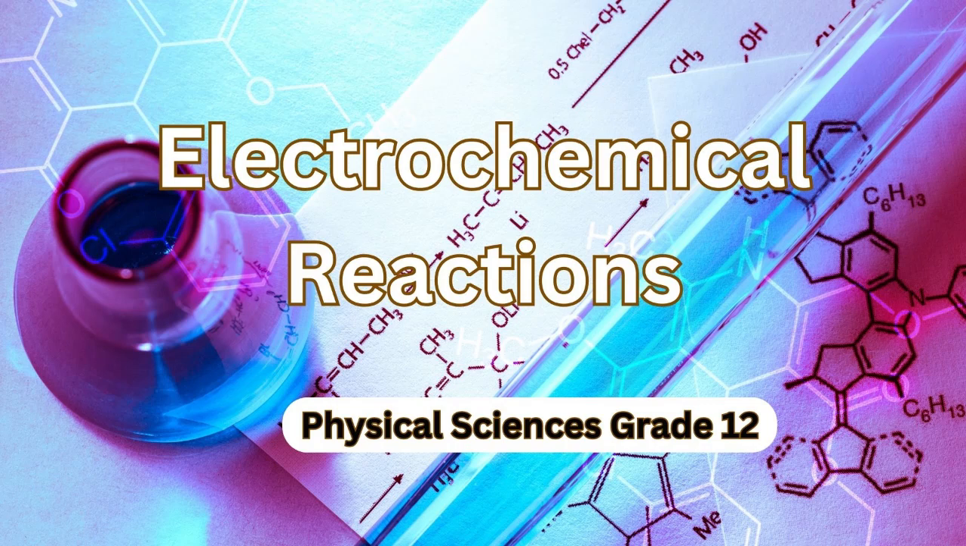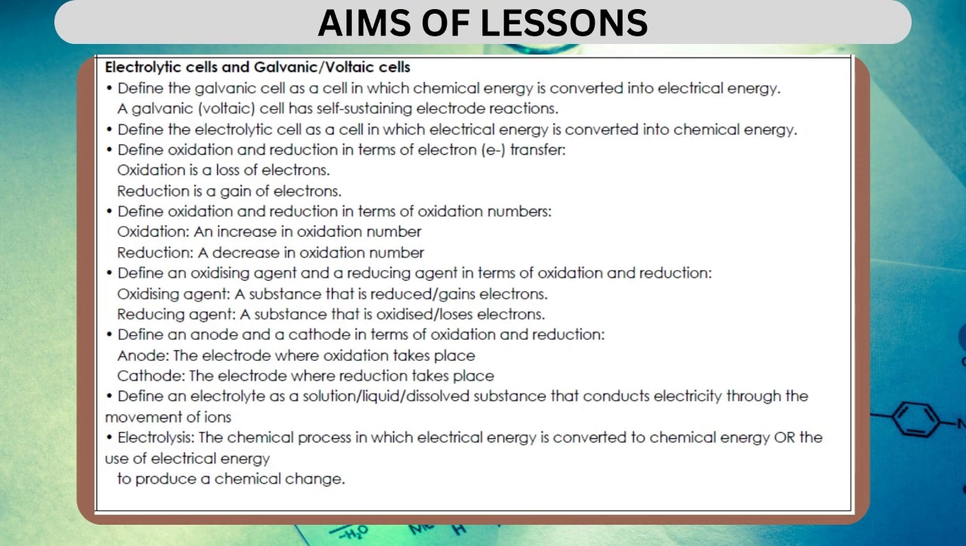Topic: Electrochemical reactions. Aims of lessons: electrolytic cells and galvanic/voltaic cells. Define the galvanic cell as a cell in which chemical energy is converted into electrical energy. A galvanic, voltaic, cell has self-sustaining electrode reactions.